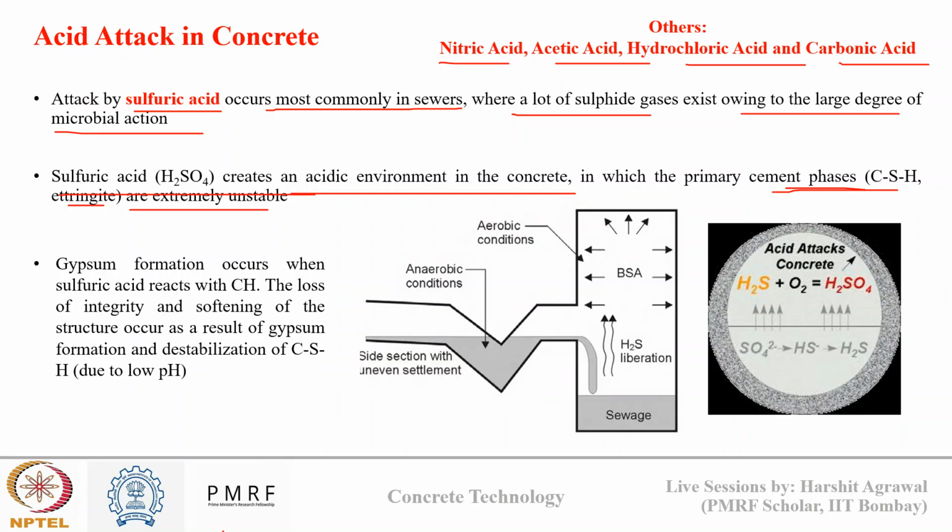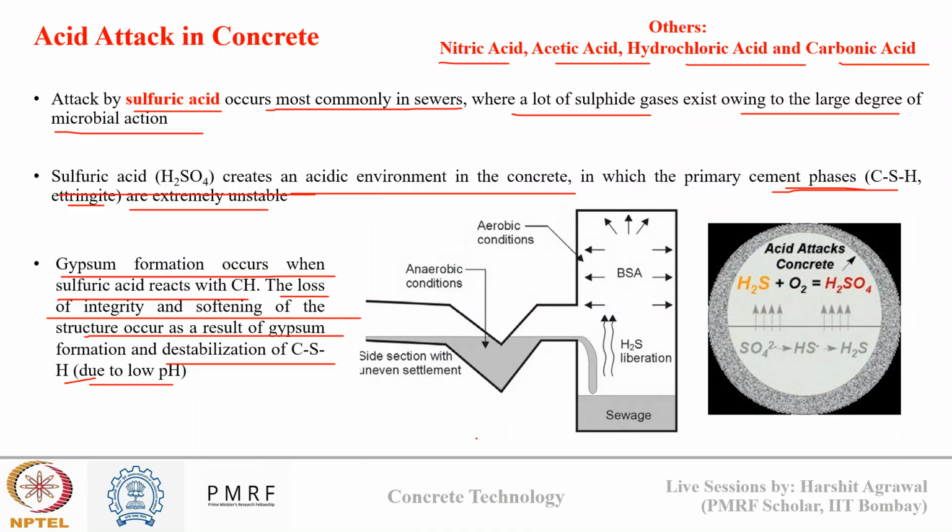So you can see here, gypsum formation occurs when sulfuric acid reacts with CH. The loss in integrity and softening of the structure occurs as a result of gypsum formation and destabilization of CSH at low pH. So this is how acid attack leads to degradation in concrete.